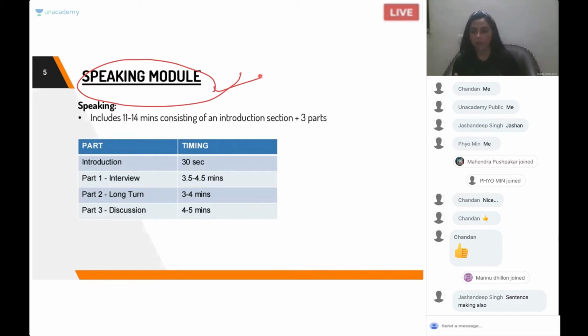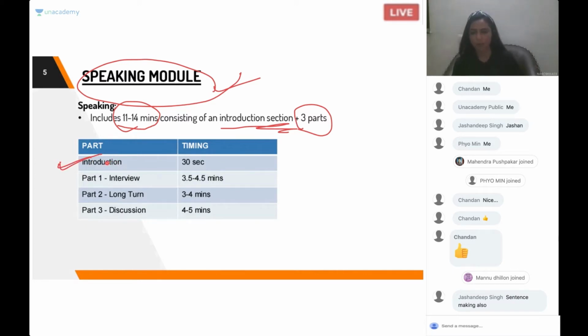But sometimes in some cities they also organize it after a day or after a couple of days, right? So it varies depending on the city and on the centers you pick, right? But mostly it happens on the very same day and you just get a break of half an hour or something. So your speaking test is the last test, and it includes 11 to 14 minutes, and it consists of an introduction section along with 3 parts as well. Your introduction section is just for 30 seconds, right?